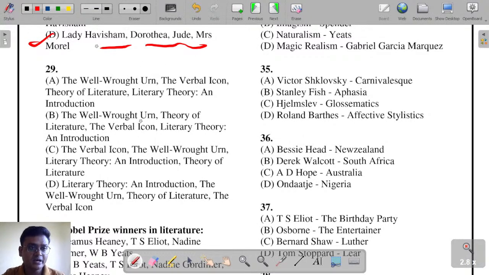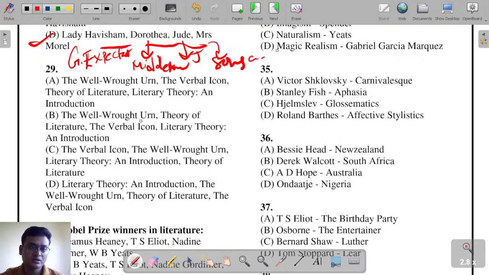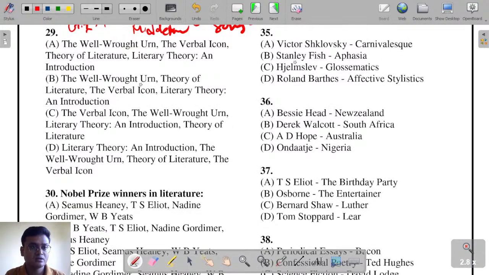Lady Havisham is from Great Expectations by Dickens. Dorothea is actually from Middlemarch. Then you have Jude the Obscure, and Mrs. Morel from Sons and Lovers, by D.H. Lawrence here.